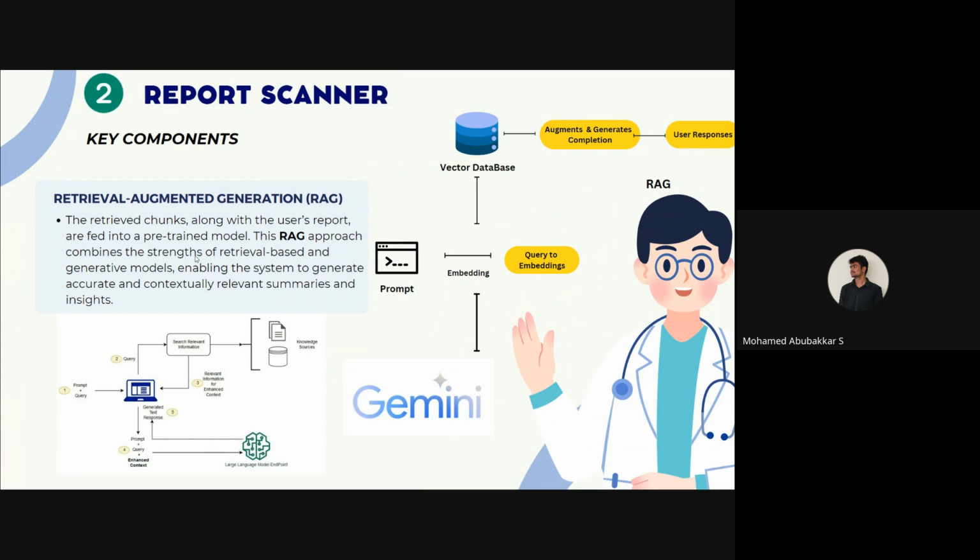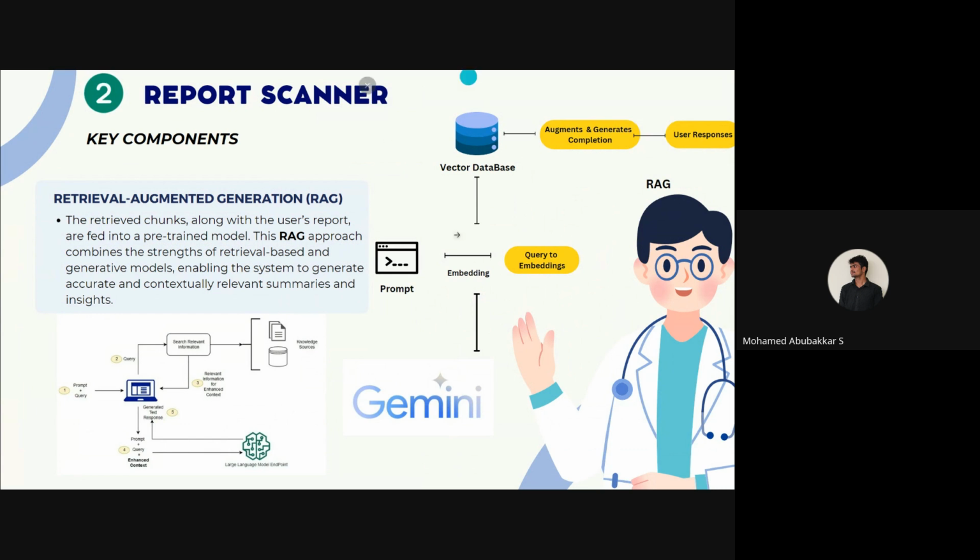For the report scanner, I'm using RAG, retrieval augmented generation. We have the entire medical report in that model. After uploading our document into the model, it splits the entire document into chunks. Each chunk contains 256 words, and the overlap between two chunks is 50 words, because we cannot just split the data into train and split. We have some relations between the chunks, so I do the overlap between them.